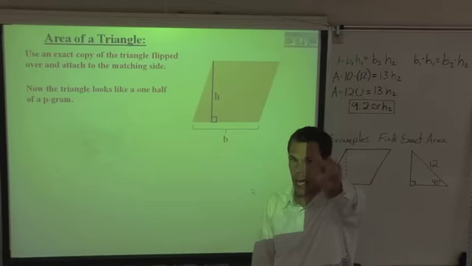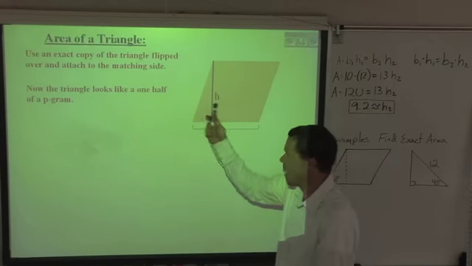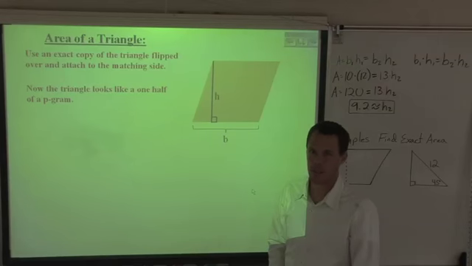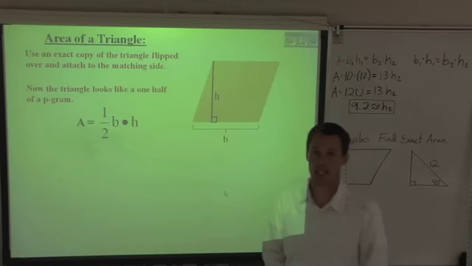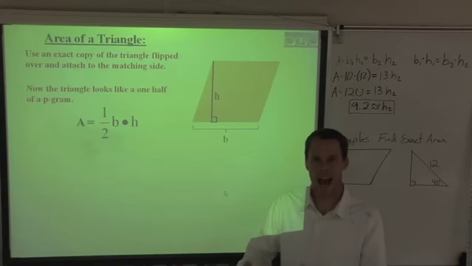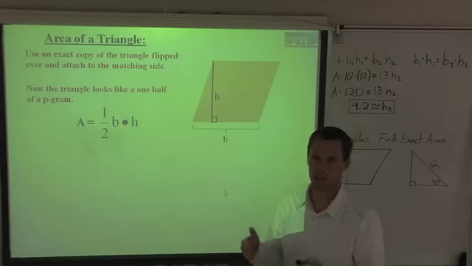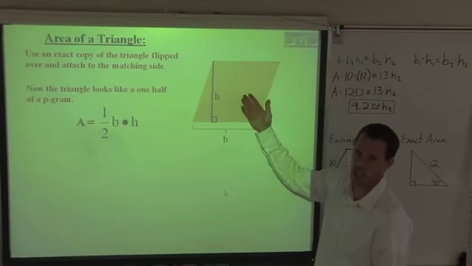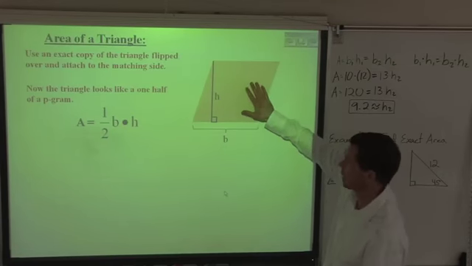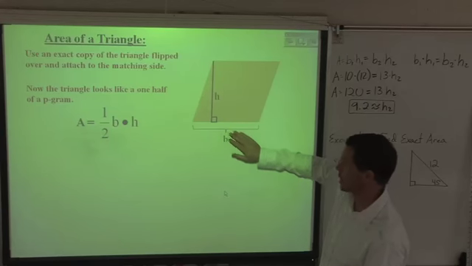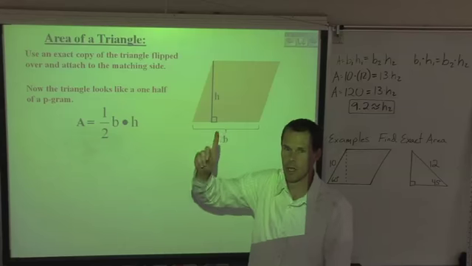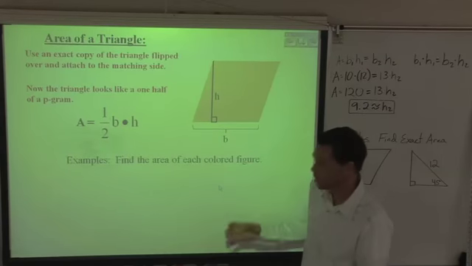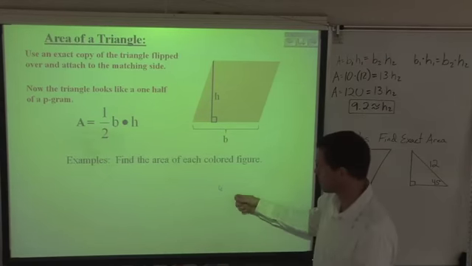Now, 1 triangle is half of that parallelogram. And we just learned that the parallelogram formula is base times height. So therefore, the area of a triangle is 1/2 base times height, because it is 1/2 of this parallelogram. This is 2 triangles. 2 triangles equals base times height. So 1/2 of base times height is 1 triangle. Let's take a look at some examples and be done.